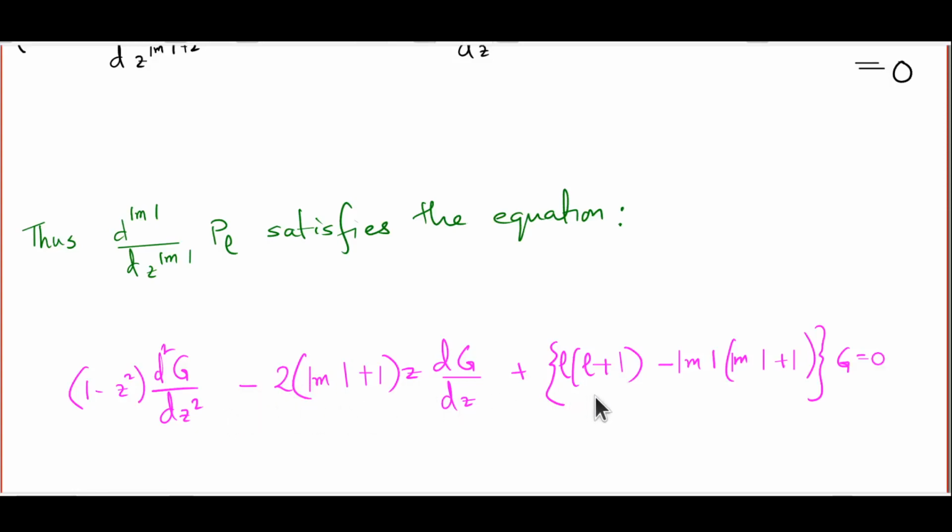Now the second order differential equation has two solutions, as we have just seen. One of them is a polynomial of degree L minus |m|, the other one is an infinite series.